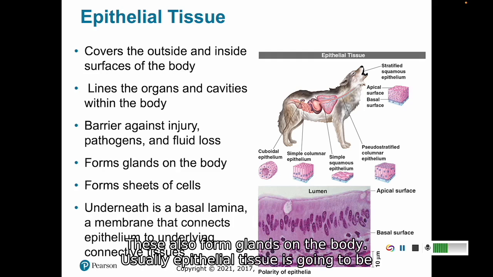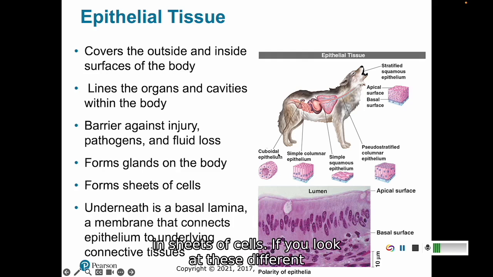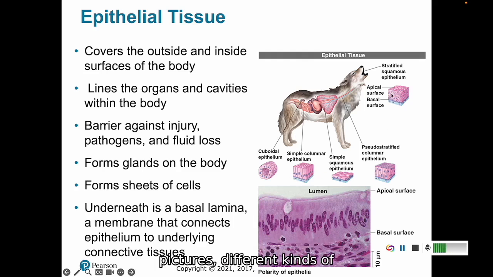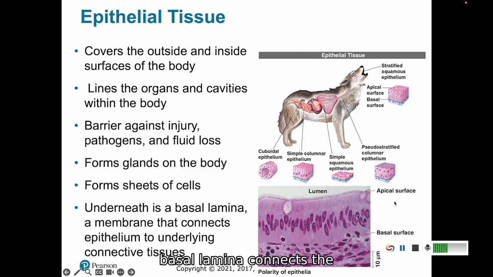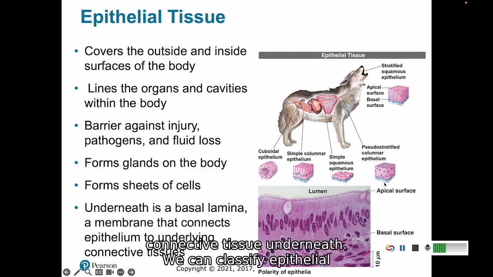These also form glands on the body. Usually, epithelial tissue is going to be in sheets of cells. If you look at these different pictures, different kinds of epithelial cells, they're forming generally sheets of cells. And underneath them is this blue layer called a basal lamina. And the basal lamina connects the epithelial cells to connective tissue underneath.